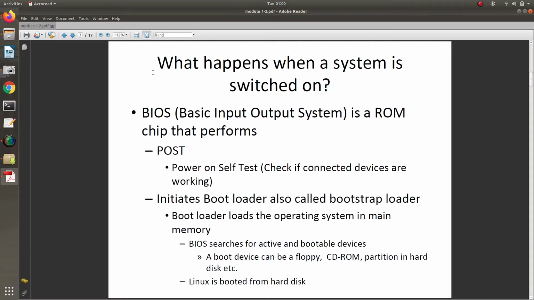So firstly speaking, what happens when a computer or a machine starts, when it is switched on? So there's a chip called BIOS, which is basically the basic input-output system. Okay, it has two tasks. The first task is called POST, power on self-test. What this does is it checks if all the connected devices are working, like the mouse, the keyboard, and all other internal hardware devices.